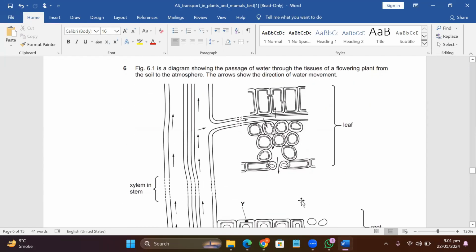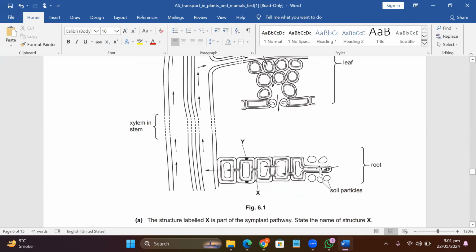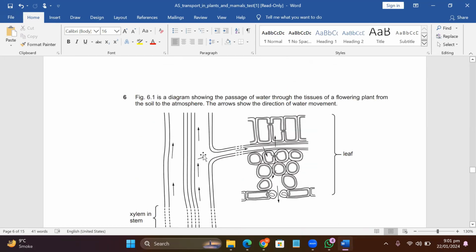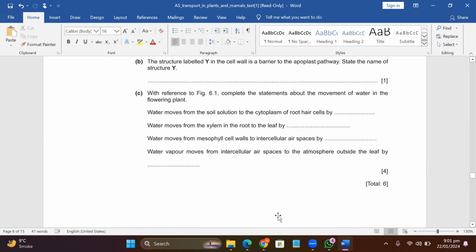चलिए, figure 6.1 is the diagram showing the passage of the water through the tissues of a flowering plant from the soil to the atmosphere. The arrow shows the direction of water movement. ठीक है, water की movement show कर रहा है, and you can see here the root hair cell, the cortex, and then the xylem, and then here this is moving into the midrib, and then to the palisade mesophyll cells, spongy mesophyll cells, transpiration हुई, और ये transpiration diffuse हो गए, water vapors out.